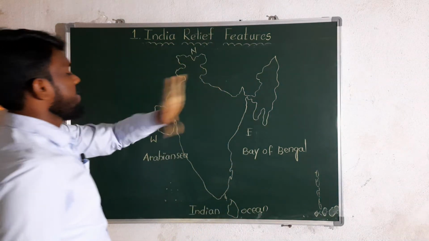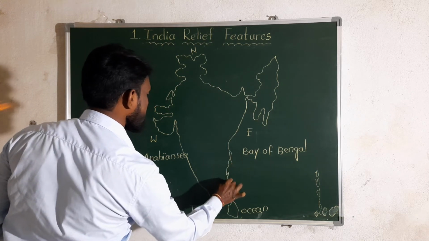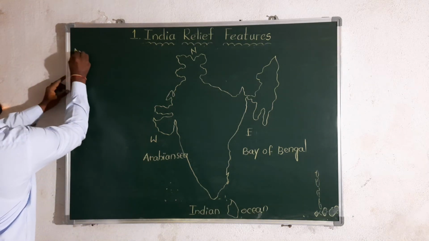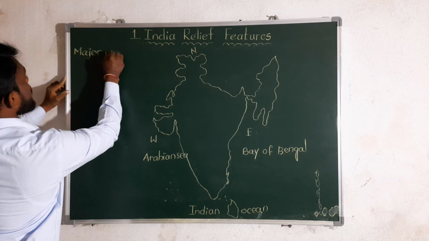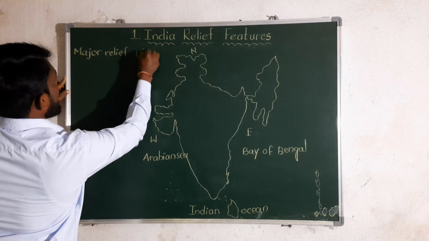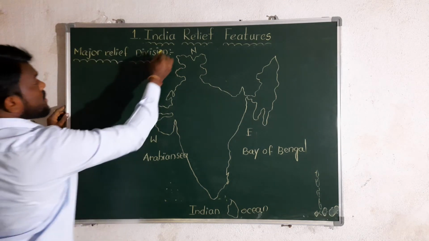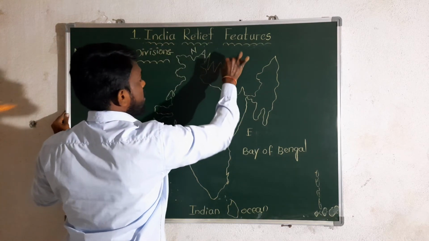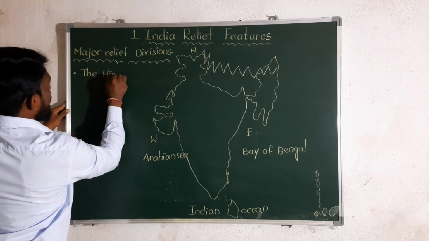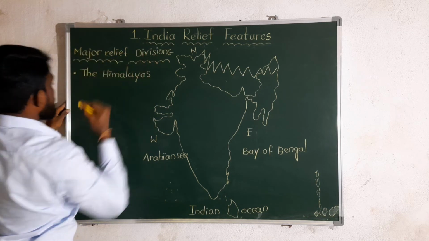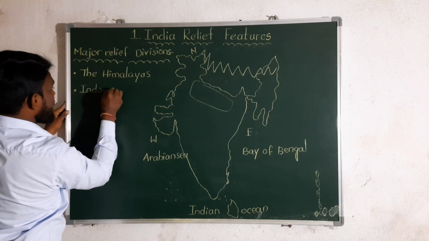What are the major relief divisions of our country? Let me write: major relief divisions. Because of many formations and situations, these divisions were developed. The first major relief division is the Himalayas, and the second one is the Indo-Gangetic Plains.